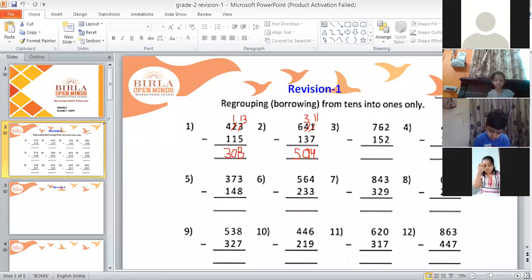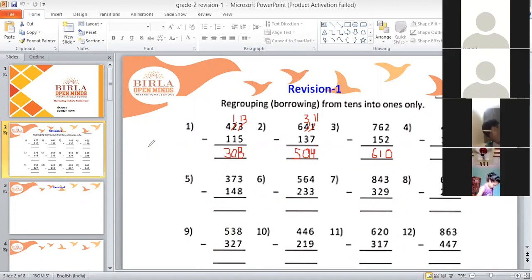Yes, ma'am. So now tell me what are the numbers in ones place? 2 and 2. So tell me, 2 minus 2 how much? Quickly. 0, ma'am. Very good. 2 minus 2 will be 0 and 6 minus 5? 1, ma'am. And 7 minus 1? 6, ma'am. What is the answer? 610, ma'am. Very good, Adya. That's the correct answer.